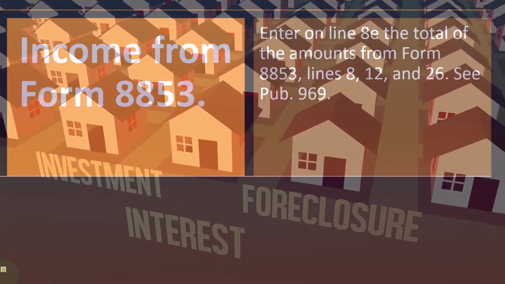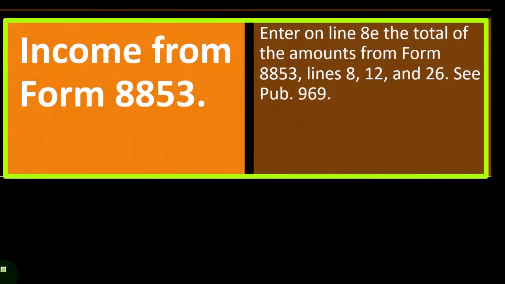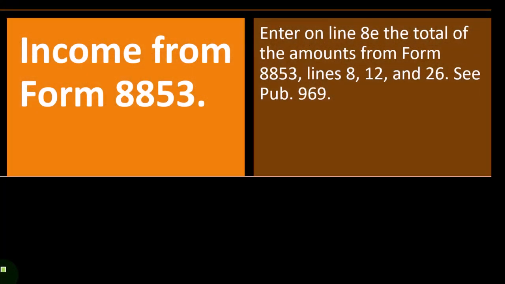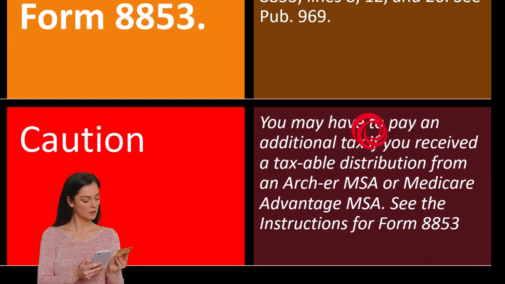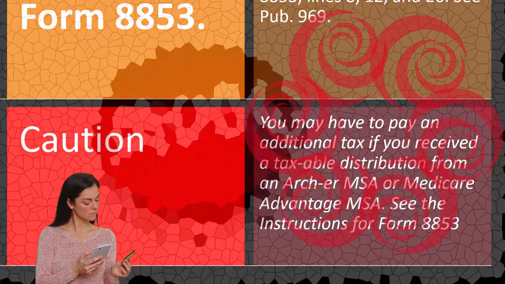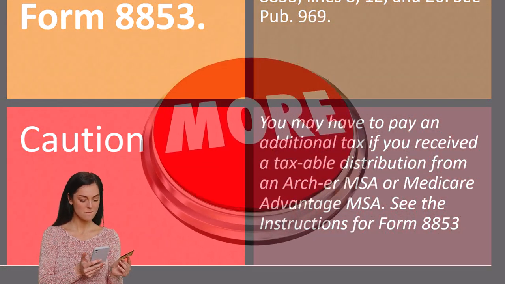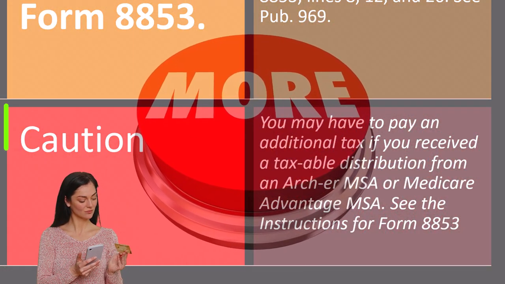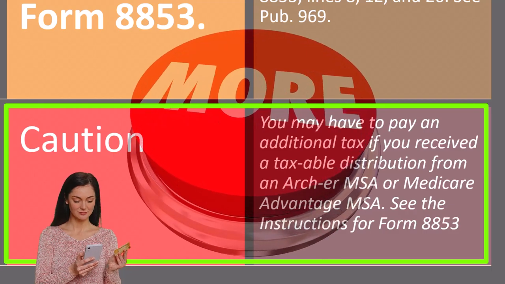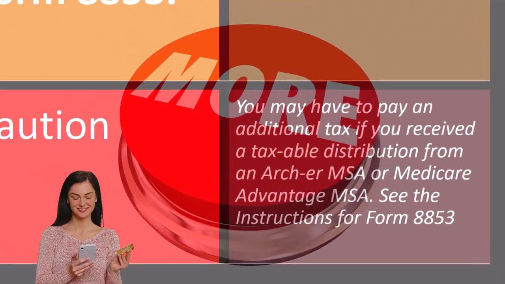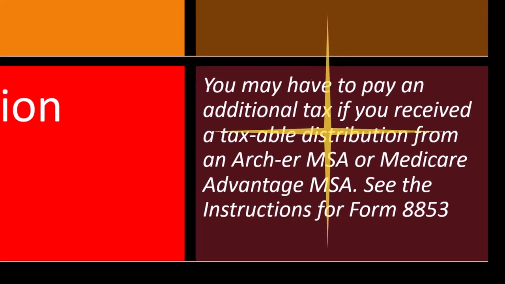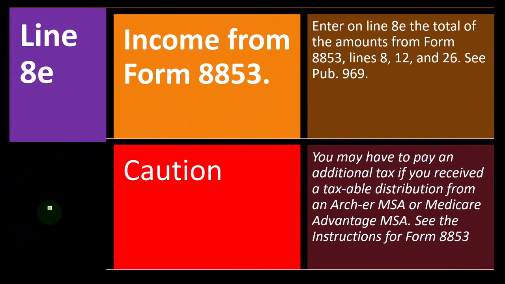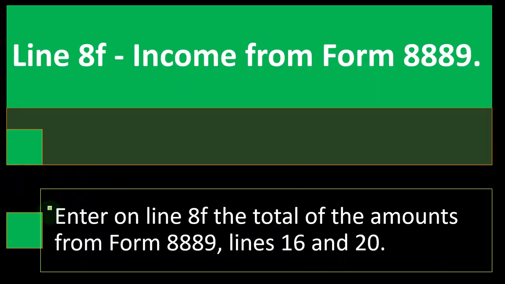Line 8E, income from Form 8853. Enter on line 8E the total of the amounts from Form 8853, lines 8, 12, and 26. You can see Publication 969 for more detail there on the IRS website, of course. Caution, you may have to pay an additional tax if you received a taxable distribution from an Archer MSA or Medicare Advantage MSA. So that's another kind of specialty area we might touch on a little bit more in future presentations, but you could see the instructions for Form 8853 for more detail there.